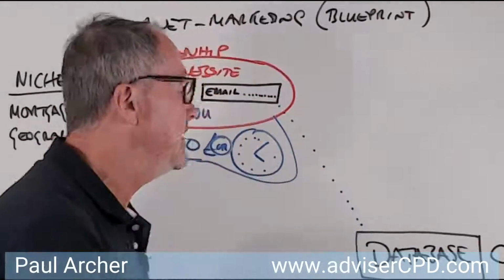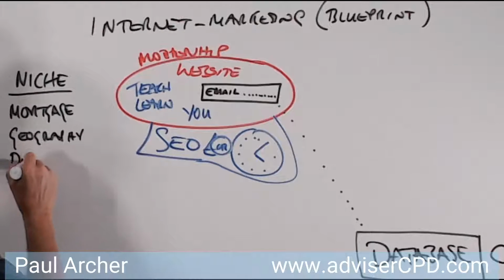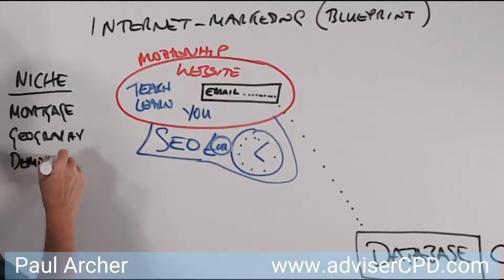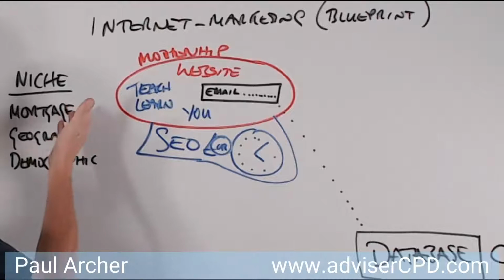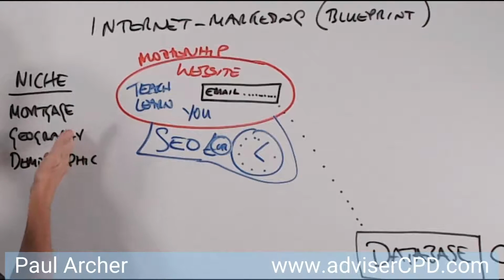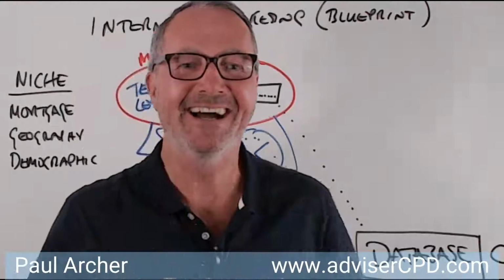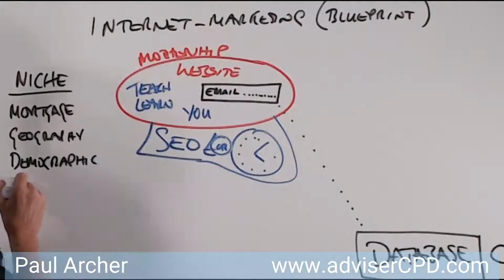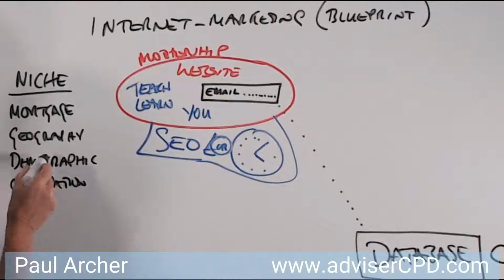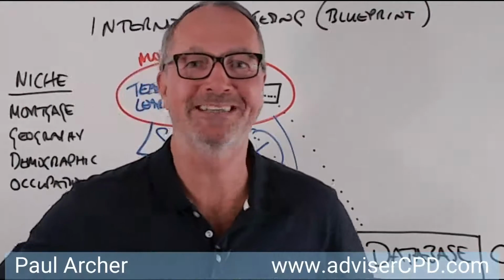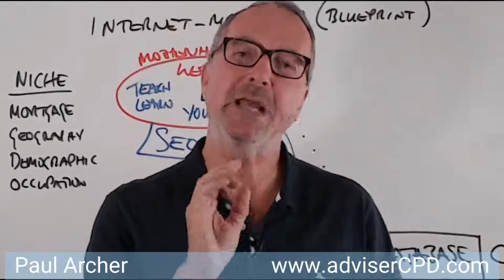You could certainly niche it on demographics. So you could niche in holiday let mortgages in the southwest of England for people over 60. It's getting smaller, isn't it? You could even do occupation as well. So we do holiday let mortgages for people in the southwest of England over the age of 60 who are dentists. You're only going to get one person probably, or two people, but you get my point.